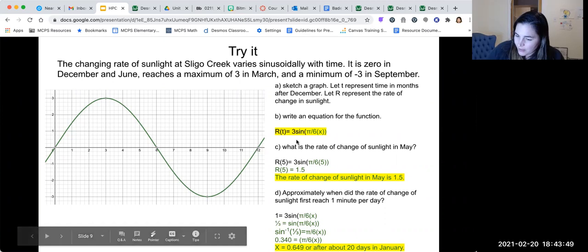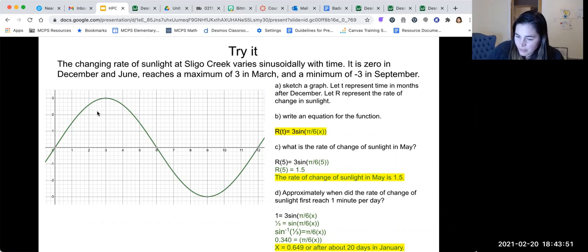And then our equation for the function is 3, because that's our amplitude, sine of pi over 6, and then just x, because the midline is 0, phase shift is 0, so C and D are both 0. So the only thing we really need to transform from the parent sine function is our amplitude and our period or frequency.